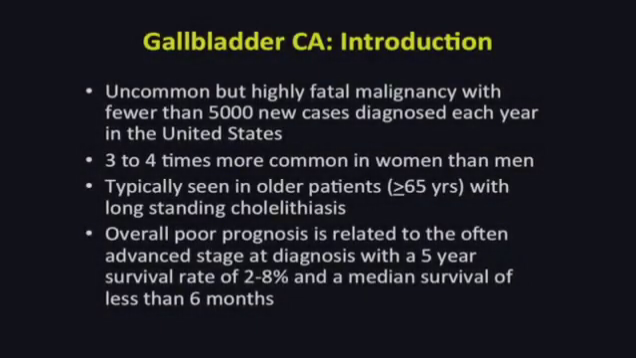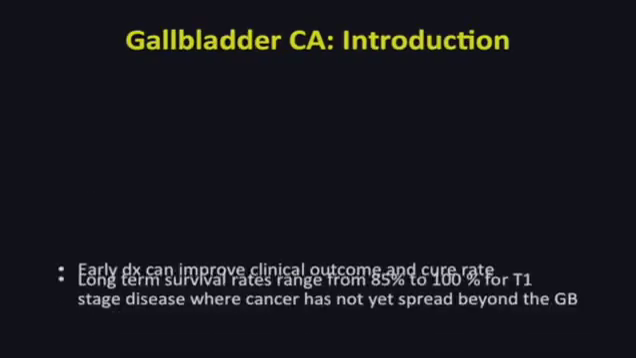Gallbladder cancer is an uncommon but highly fatal malignancy with fewer than 5,000 new cases diagnosed each year in the United States. It is 3 to 4 times more common in women than men and typically seen in older patients, 65 years or older with long-standing cholelithiasis. The overall poor prognosis of gallbladder cancer is related to the often advanced stage at diagnosis, with a 5-year survival rate of 2 to 8% and a median survival of less than 6 months.